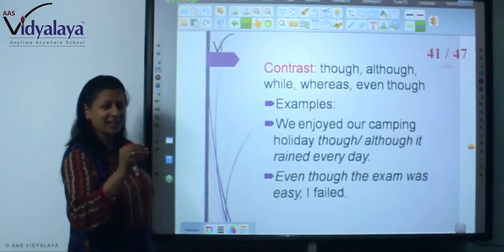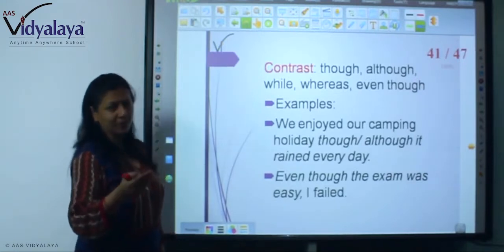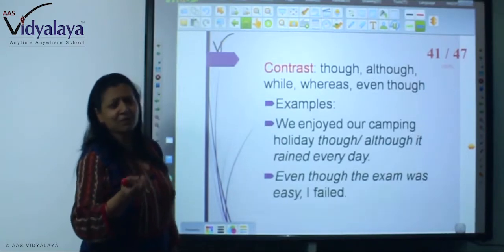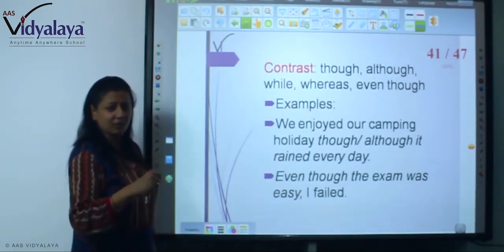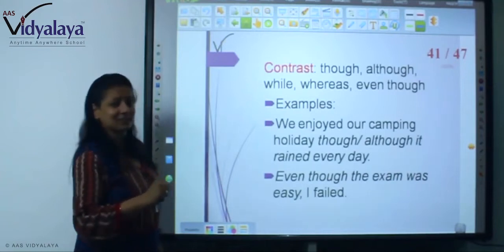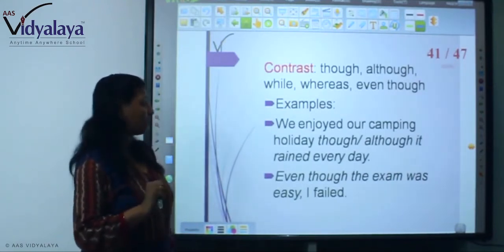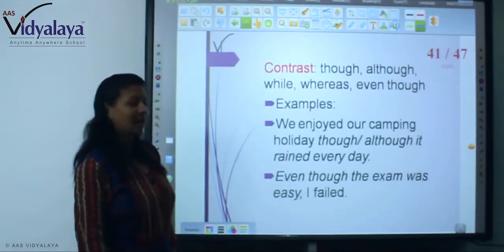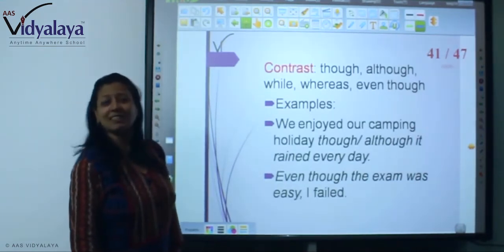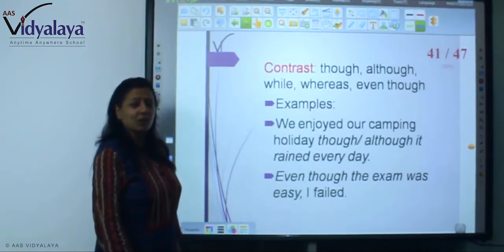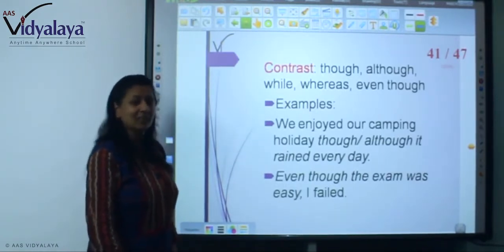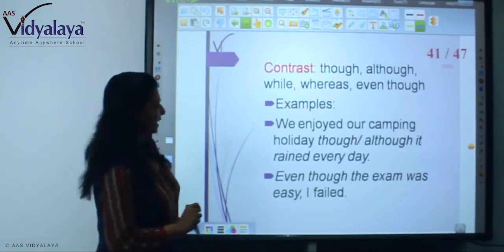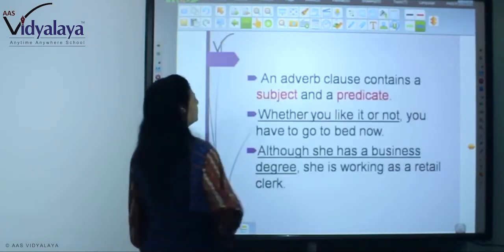You know, if it rains, we cannot enjoy. Many times we cannot enjoy because rain itself becomes a burden. It doesn't give us comfort many a time. But here it is written, we enjoyed our camping holiday though it rained. Even though the exam was easy, I failed. When there is an exam and it's an easy one, you are supposed to pass. But here the contrast is, though the exam was easy, I failed. So this is the purpose.